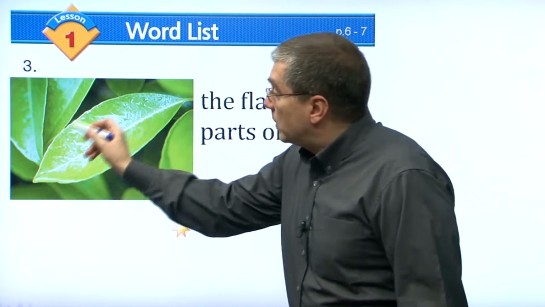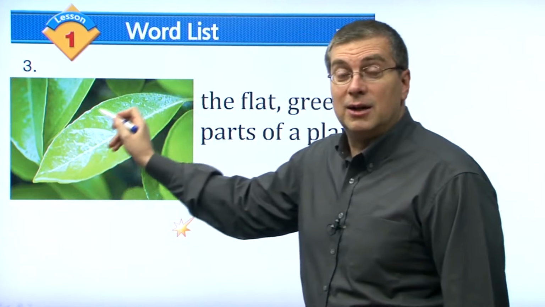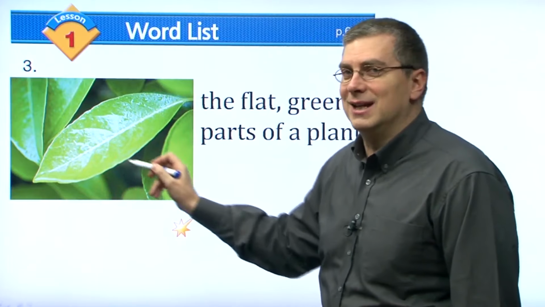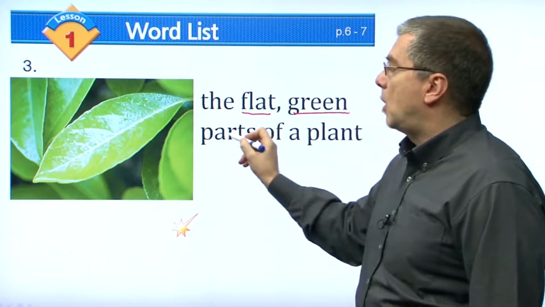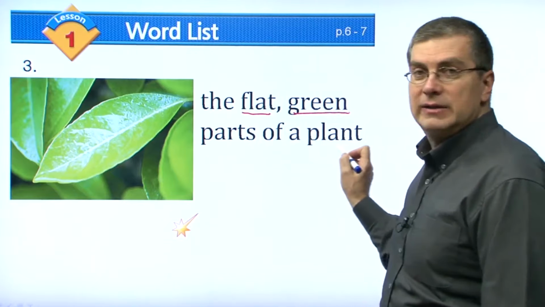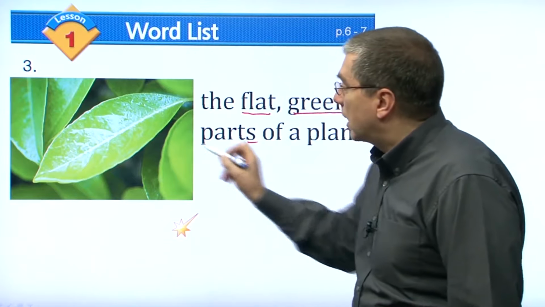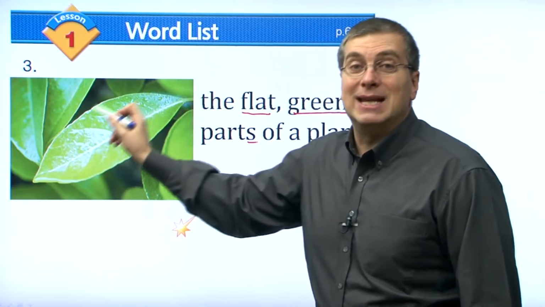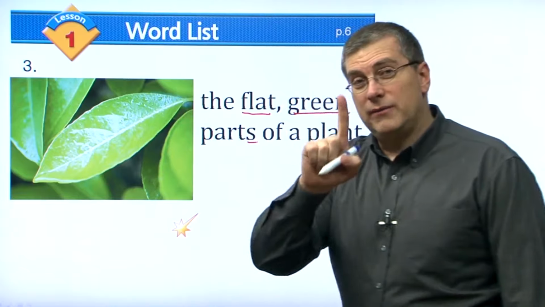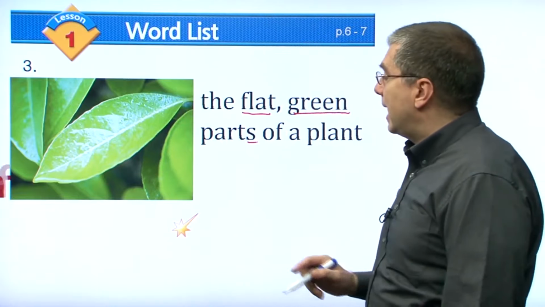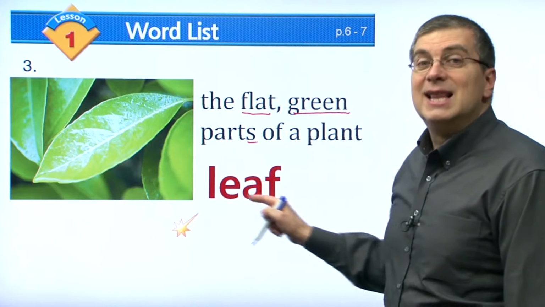The next word we can see, wow, looks really bright here, right? Very green. This is the flat green part of a plant. And there are many, right? A plant has many of these. What do we call this one? One of them, what do we call it? We call it a leaf.